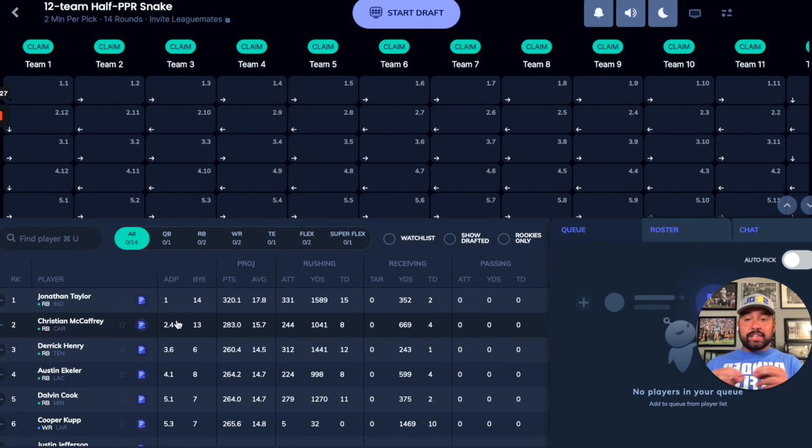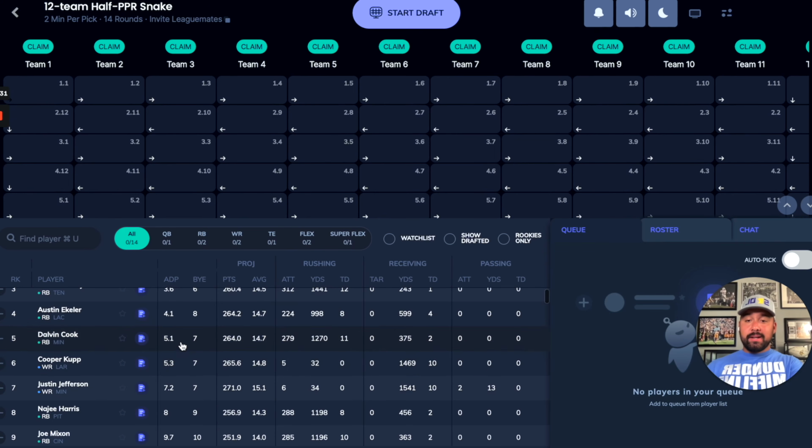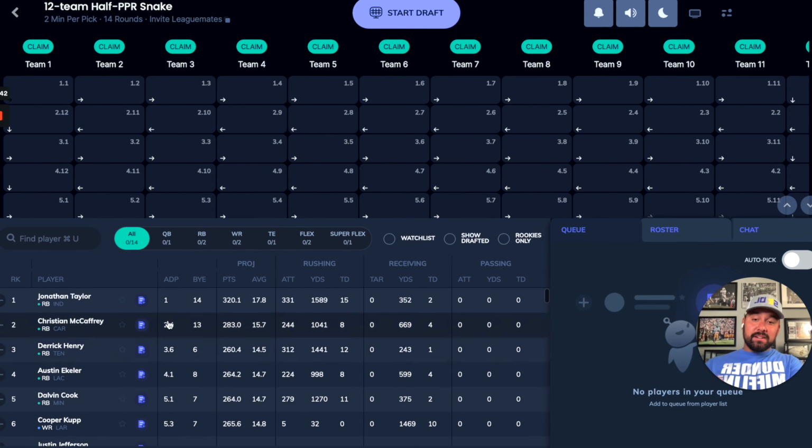And then it's just fractional points, because when you start getting to some nitty gritty like Dalvin Cook and Cooper Kupp, people consider them the 5th best player, but Dalvin Cook is slightly better in this type of scoring format than Cooper Kupp. If you just go by consensus rankings, that'll be easier, but ADP is extremely important as well. And then bye weeks.